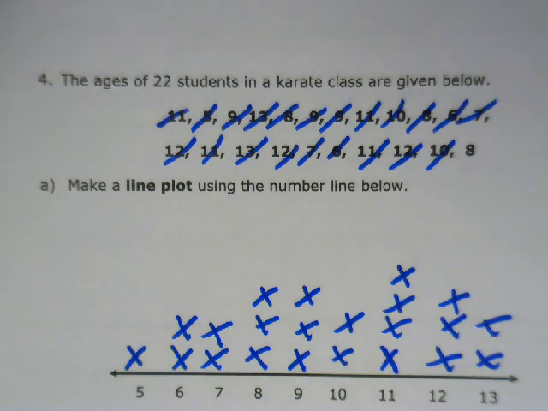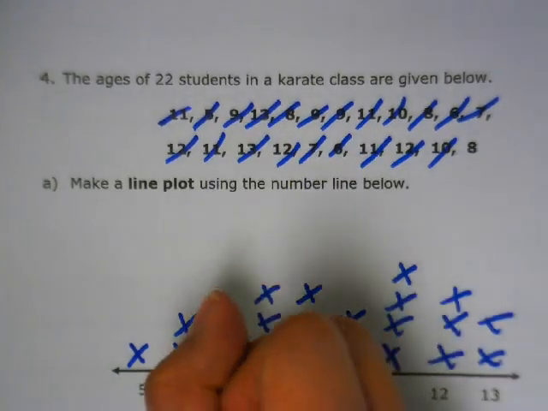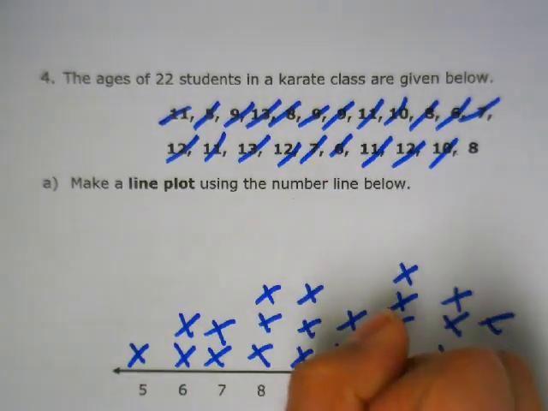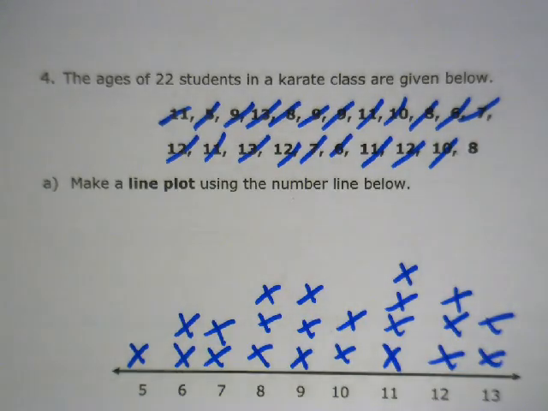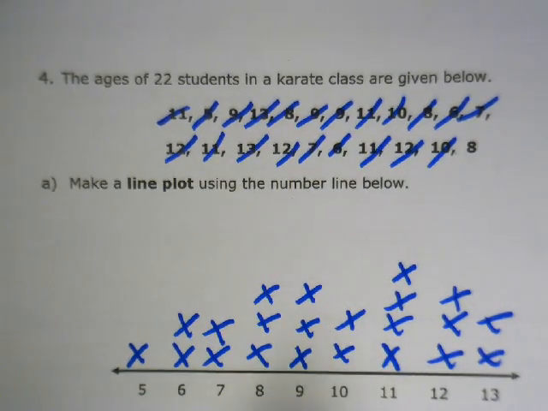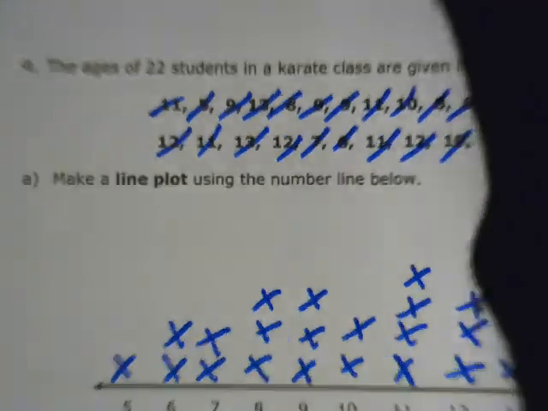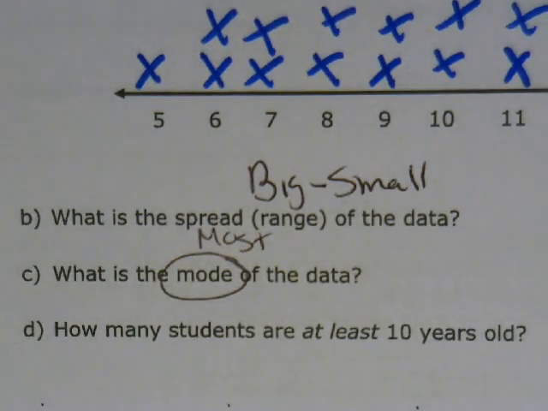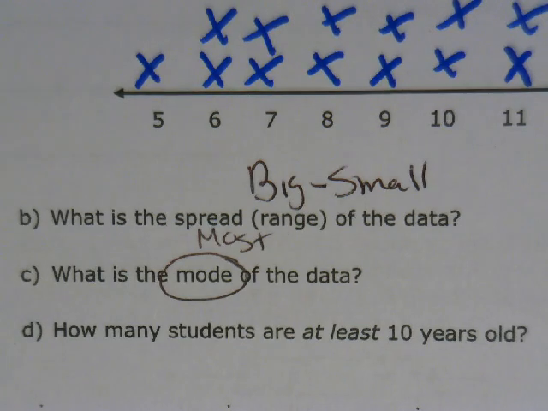Yeah. Okay. What is the spread? Range. So again, big minus small. 13 minus 5 is 8. What is mode? Mode is most. Range is big minus small. Mode is most. 11. How many students are at least 10 years old?